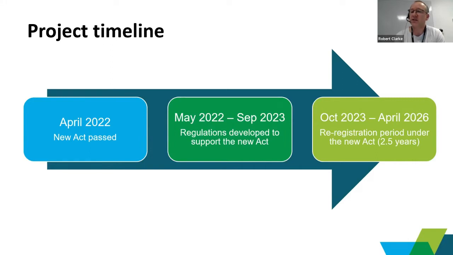That's for 2.5 years. So at any time during that period, your society will be able to choose to re-register, and at that point of re-registration, you'll switch from being governed by the 1908 Act to being governed by the 2022 Act. So what are we here for today? It's to discuss the bubble in the middle, which is in dark green. So since about May, just after the Act was passed, and until September next year, we're working on regulations to support the new Act.